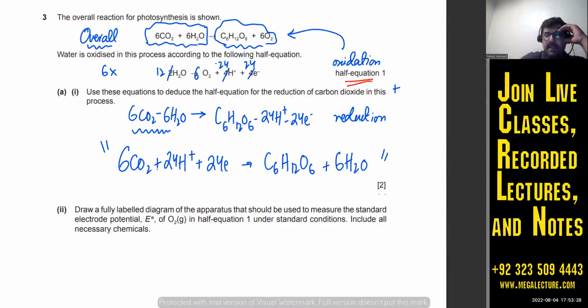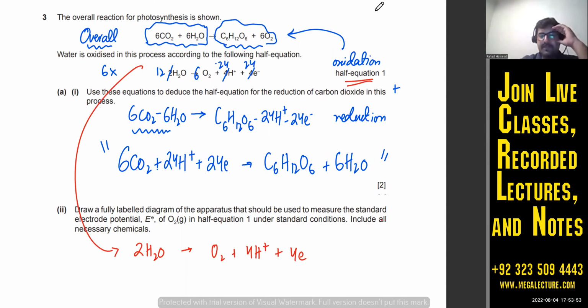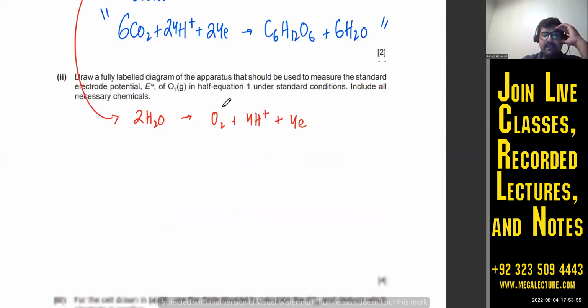So वो कह रहा है कि how would you, and let me rewrite this equation. So the equation is 2H2O, and it's forming how many O2s? O2 plus 4H+ plus 4 electrons. Okay, so that's our half equation 1. As he's saying, how would you calculate the cell potential?